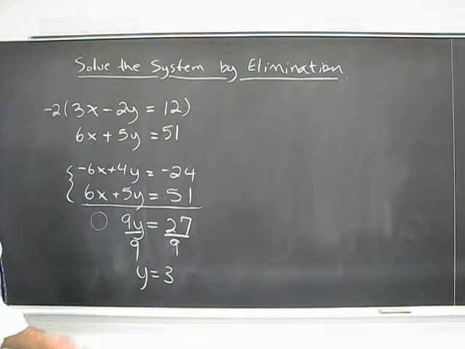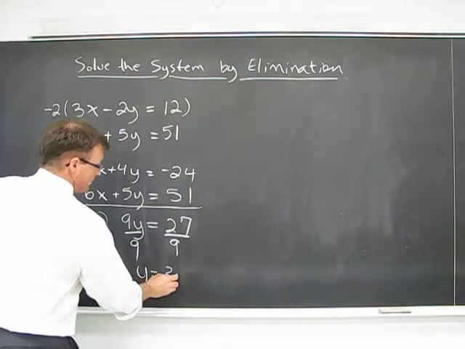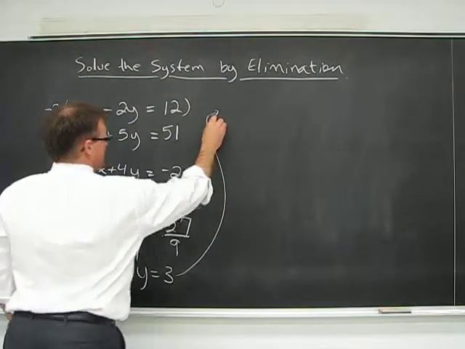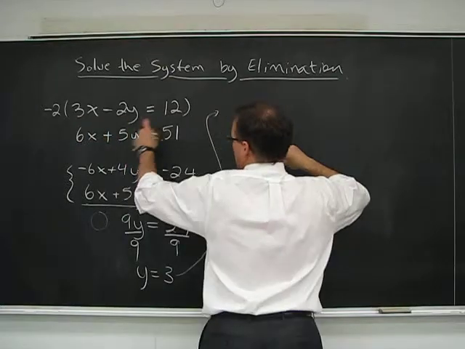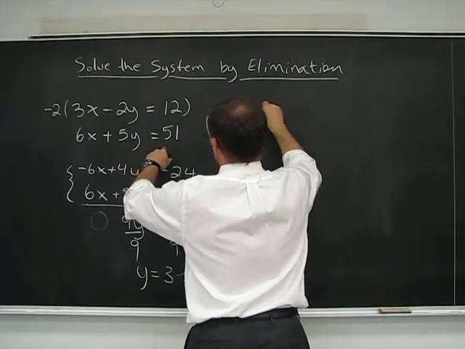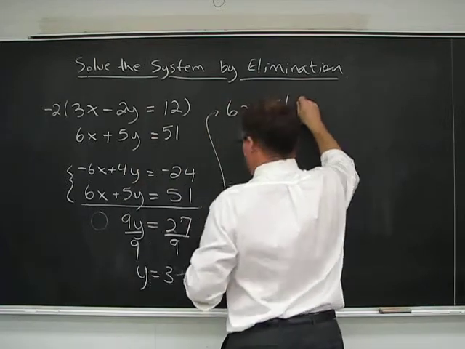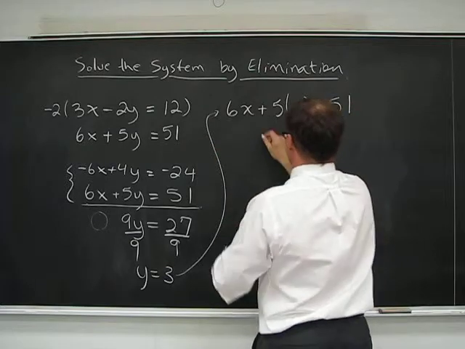And just like in the comparison method, once you have one of the variables, you can replace it into one of the equations to find the other variable. So I'm going to replace it into the original, or I can replace it into the second equation. In fact, I think I'll do that. 6x plus 5y, but now the y is equal to 3, equals 51. And we just solve this.